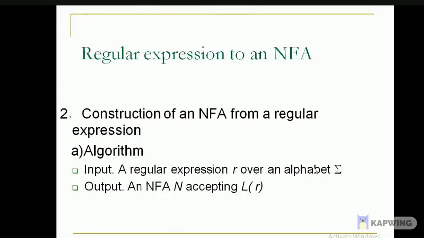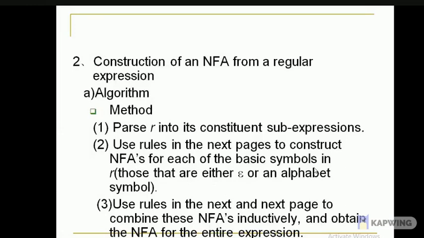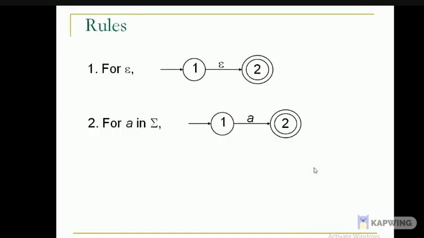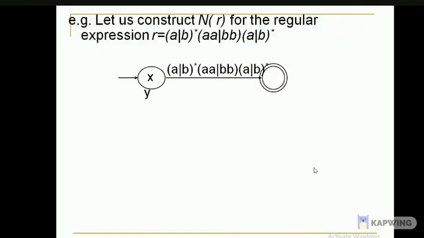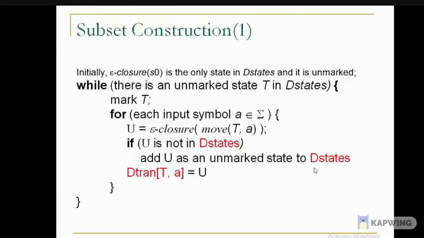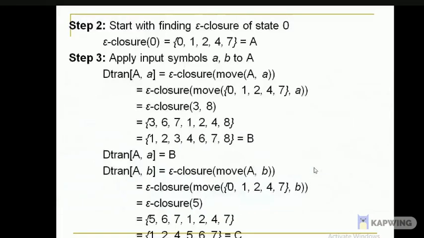For each and every token, you will be having a separate automata. Okay, so we have discussed this one, and RE to NFA is done, and then NFA to DFA is also over.